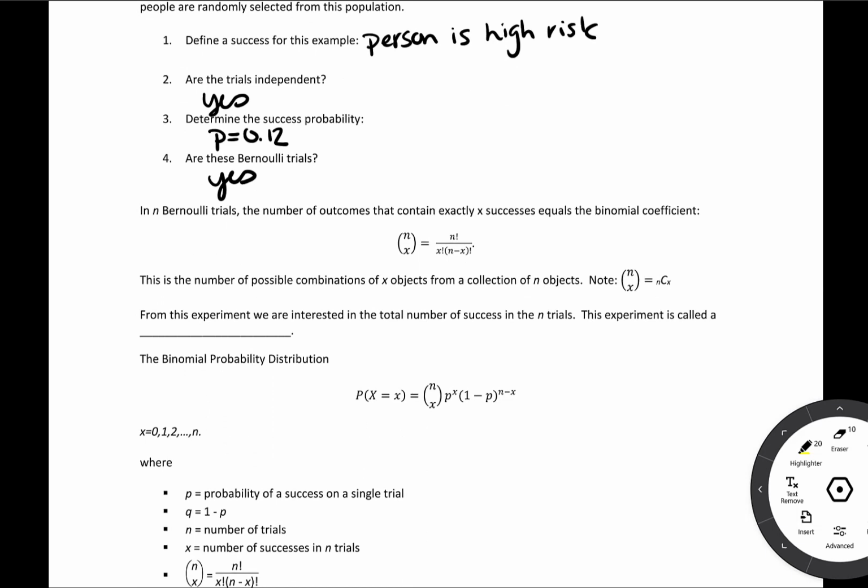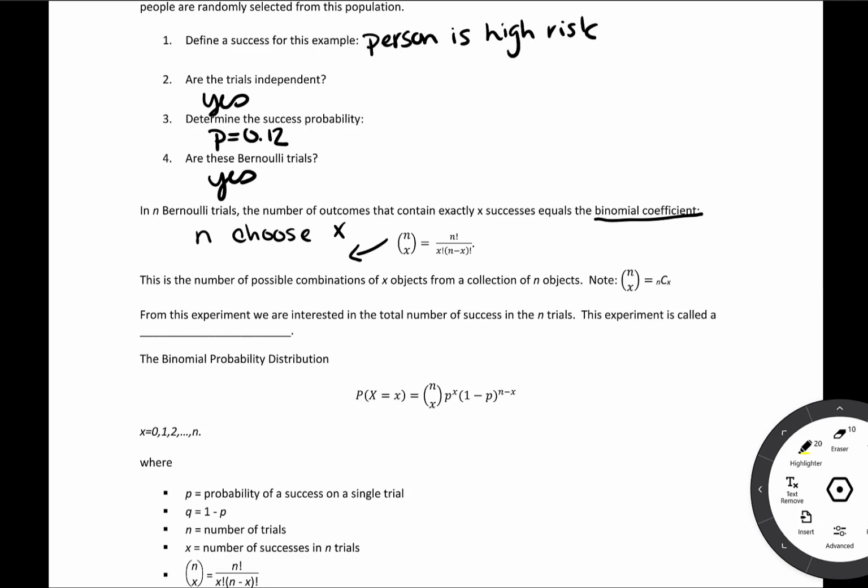So in Bernoulli trials, the number of outcomes that contain exactly X successes equals what we call the binomial coefficient. And so this is the definition of the binomial coefficient. And what this reads as is N choose X.